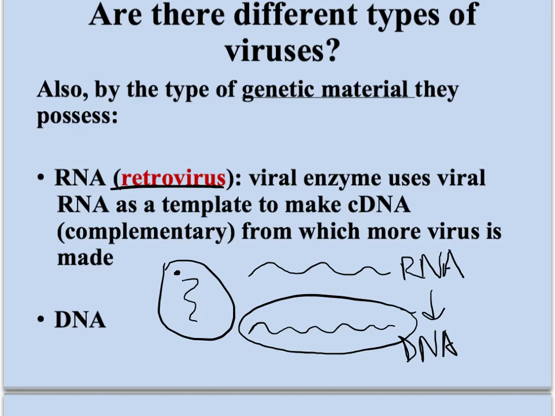So when you go backwards from RNA to DNA, the DNA is called complementary DNA. That's just the proper name for it. The genetic material may also be DNA. I didn't put anything here because we know what DNA is. We're pretty familiar with that. That's just the commonplace genetic material.